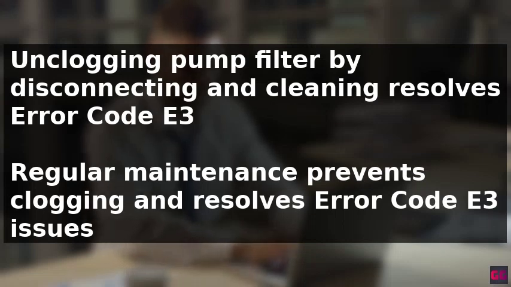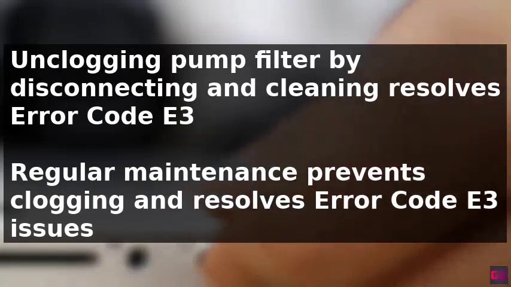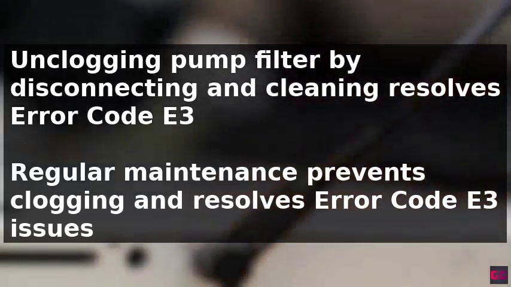To fix error code E3, solutions include unclogging the pump by disconnecting the appliance from the water and mains supply, opening the pump filter, unscrewing and cleaning it, and then replacing it. This maintenance should be performed regularly to prevent clogging.